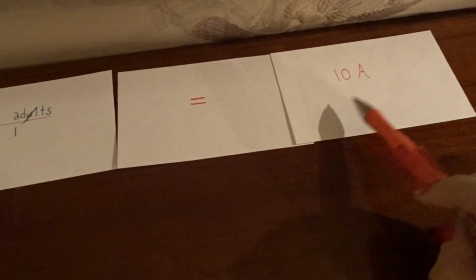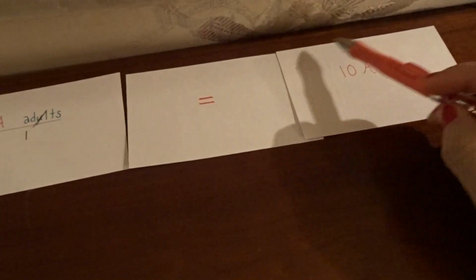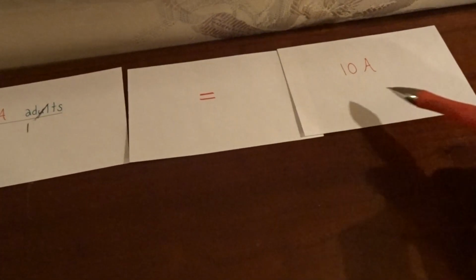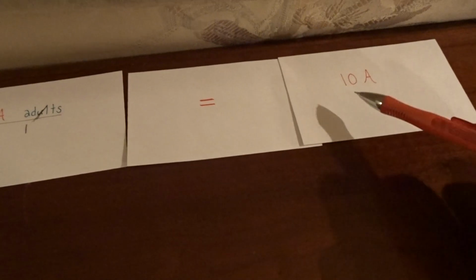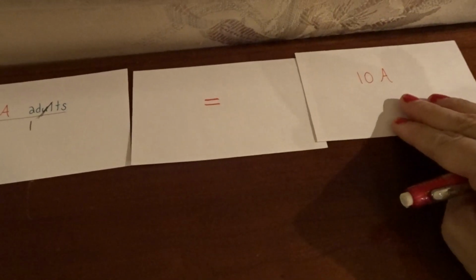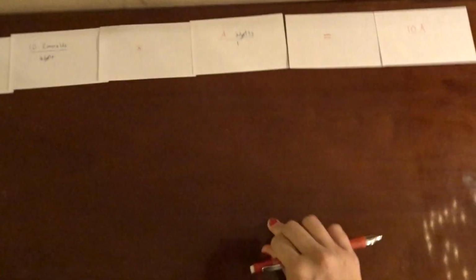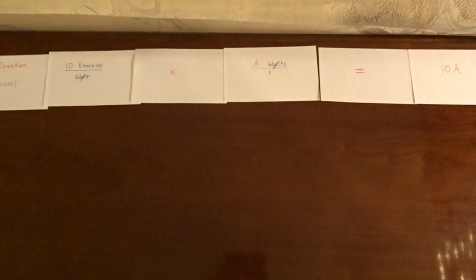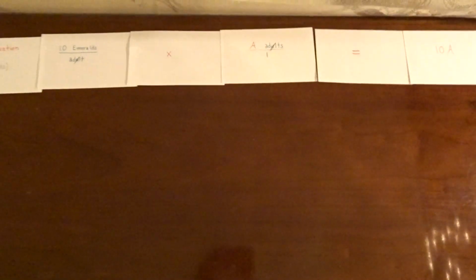We have 10 times A is equal to 10A. And 10A is in terms of money. In this case, 10A is in terms of emeralds. All right, this is beautiful. So far, so good. What else do we know from this word problem?